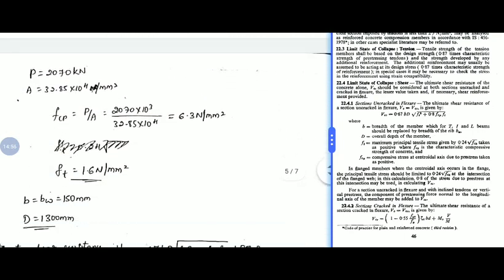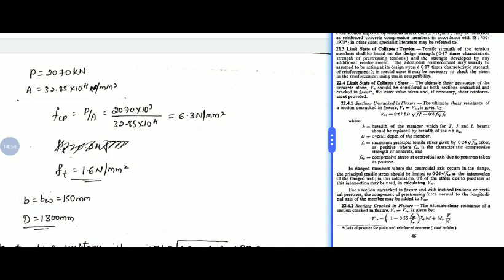So by using that, we need to find out what is the slope. To find the slope, we take the first derivative of the parabolic equation, and at the support x will be 0, so directly we get the slope value of 0.0584.